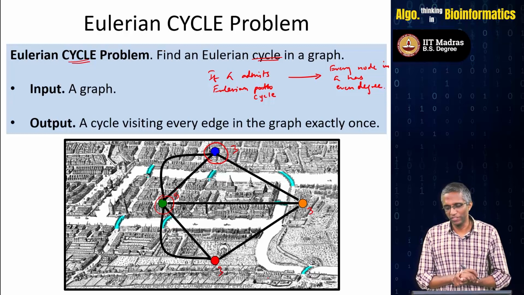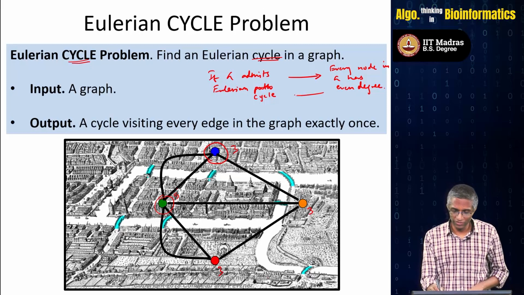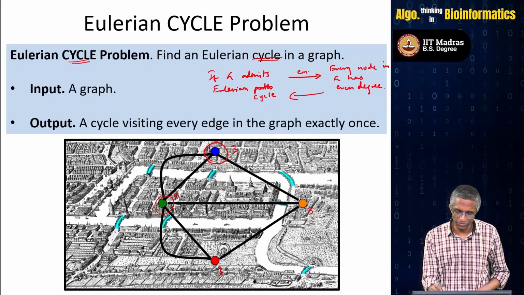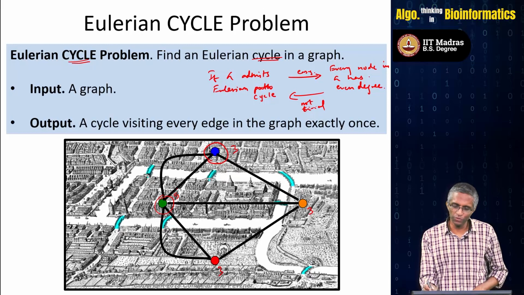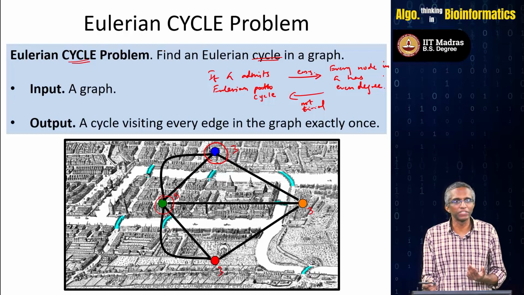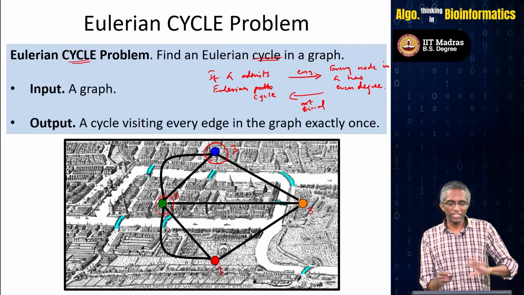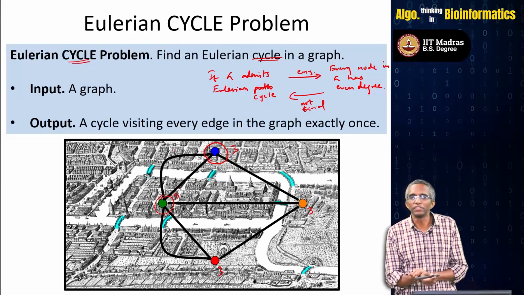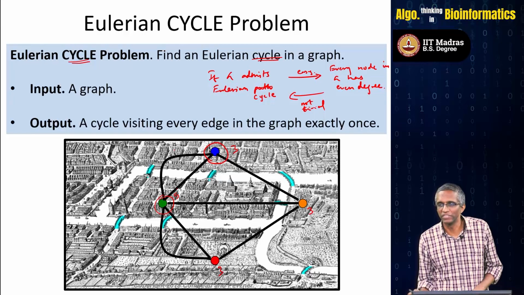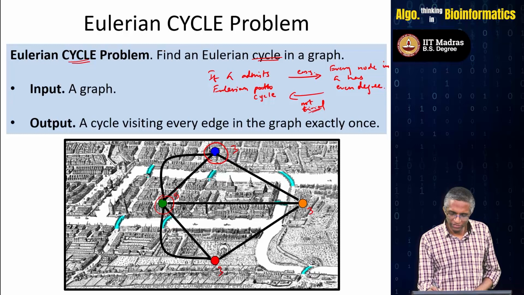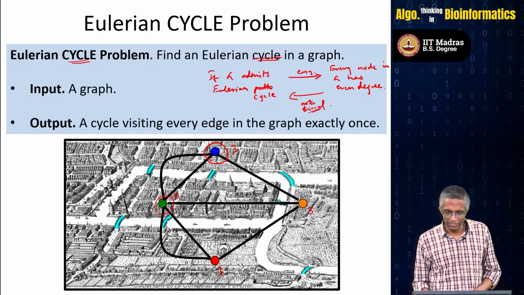But what Euler showed is this reverse direction. This direction may be easy to see, but the other direction is not trivial to see. But he was able to show that. So if you have a graph where every node has even degree, then Euler proved that there will exist at least one Eulerian cycle in that graph, that it always admits an Eulerian cycle. Okay, this is not trivial, but it can be seen. We will see it in the next set of slides.